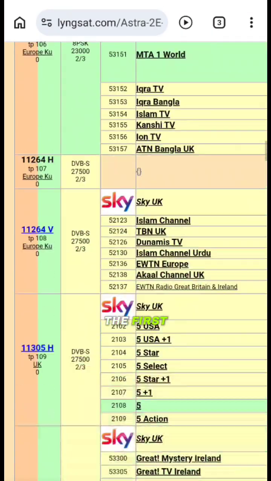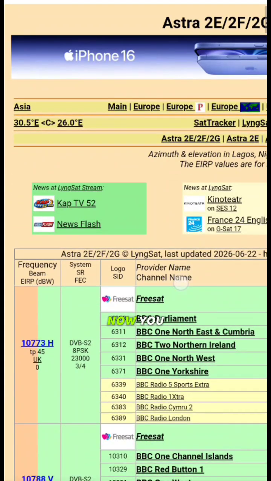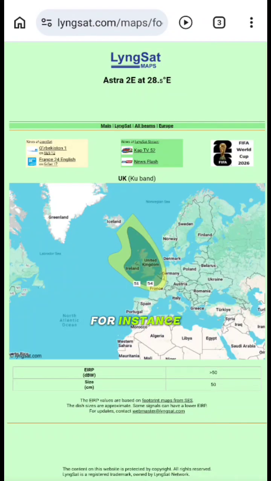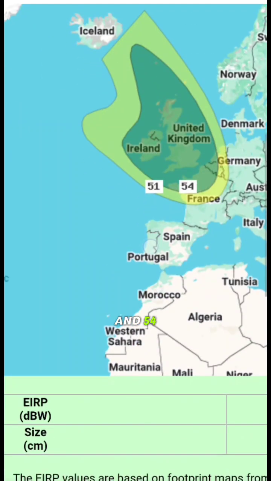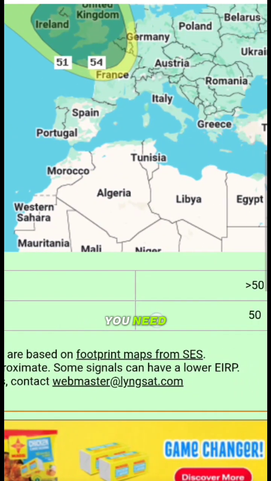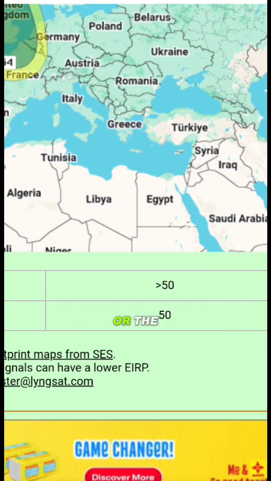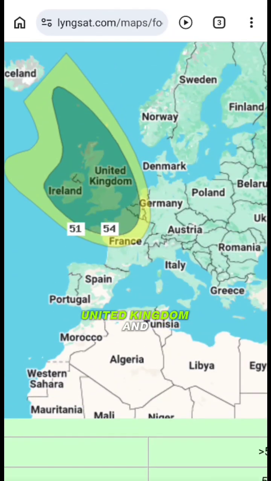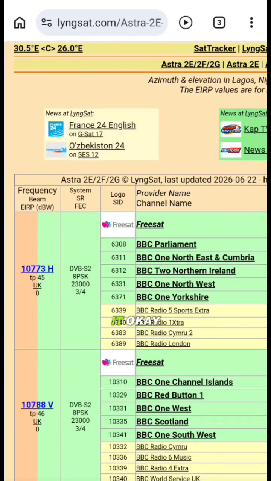Now from the first example we saw at the top here, you cannot track this very dish, for instance, if you are in West Africa, because you need a bigger dish. Now if you click on UK, for instance, you see that this signal here is 51 and 54. So if you are in the UK, you need a dish size of 50 centimeters, or the standard 60 centimeters, to track this signal. I see that the signal is only covering the United Kingdom and Ireland. It's not covering Norway. So people in Norway may need a bigger dish to be able to nail it.